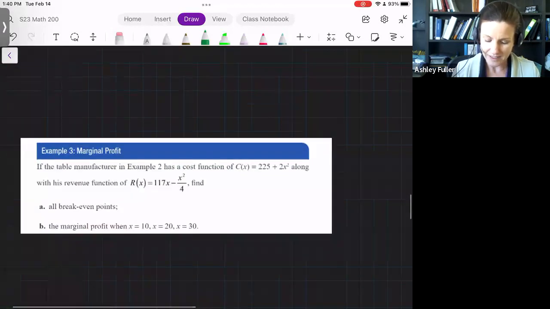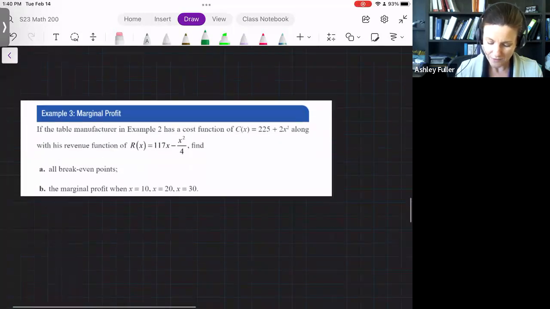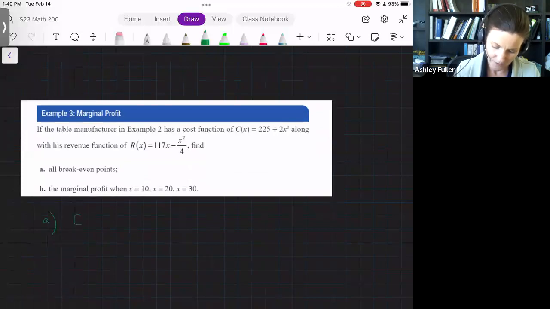For example, imagine we have a table manufacturer with this cost function and a revenue function. First of all, to find the break-even points, we want to set the two equal to each other. So we're going to have cost equal to revenue. We have 225 is equal to 2x squared.